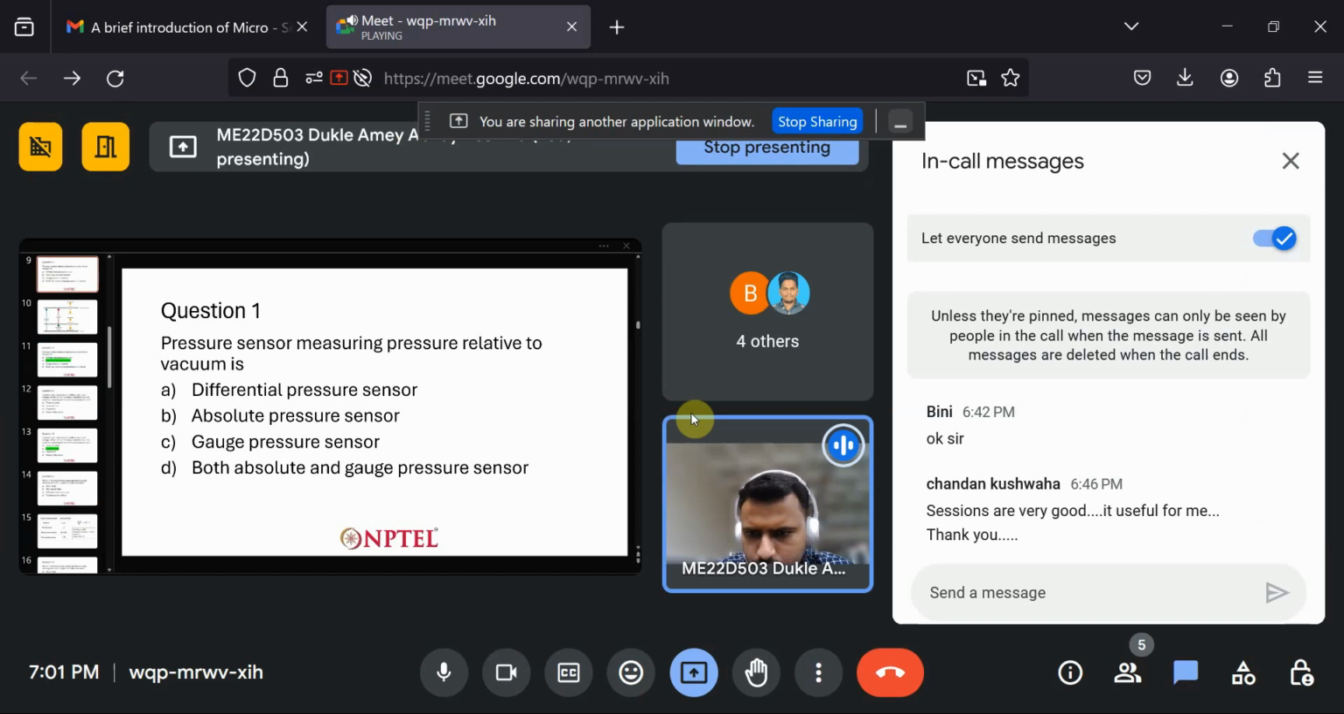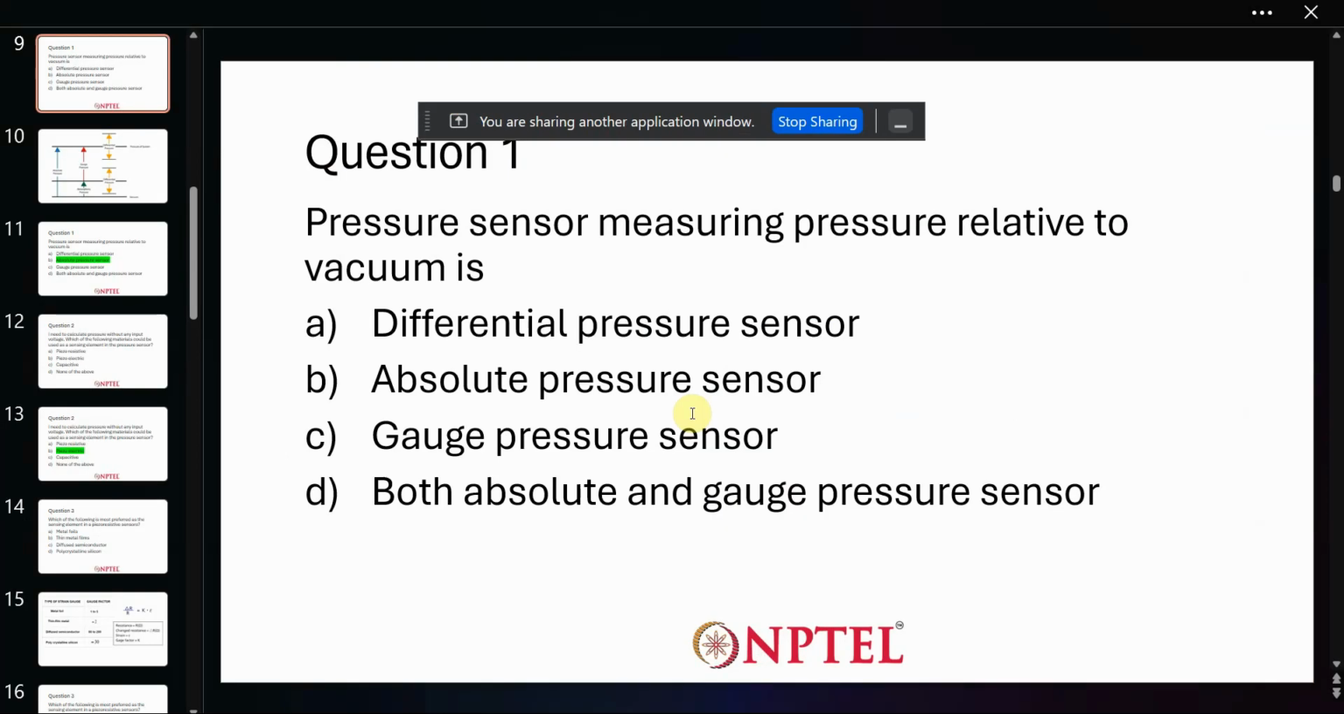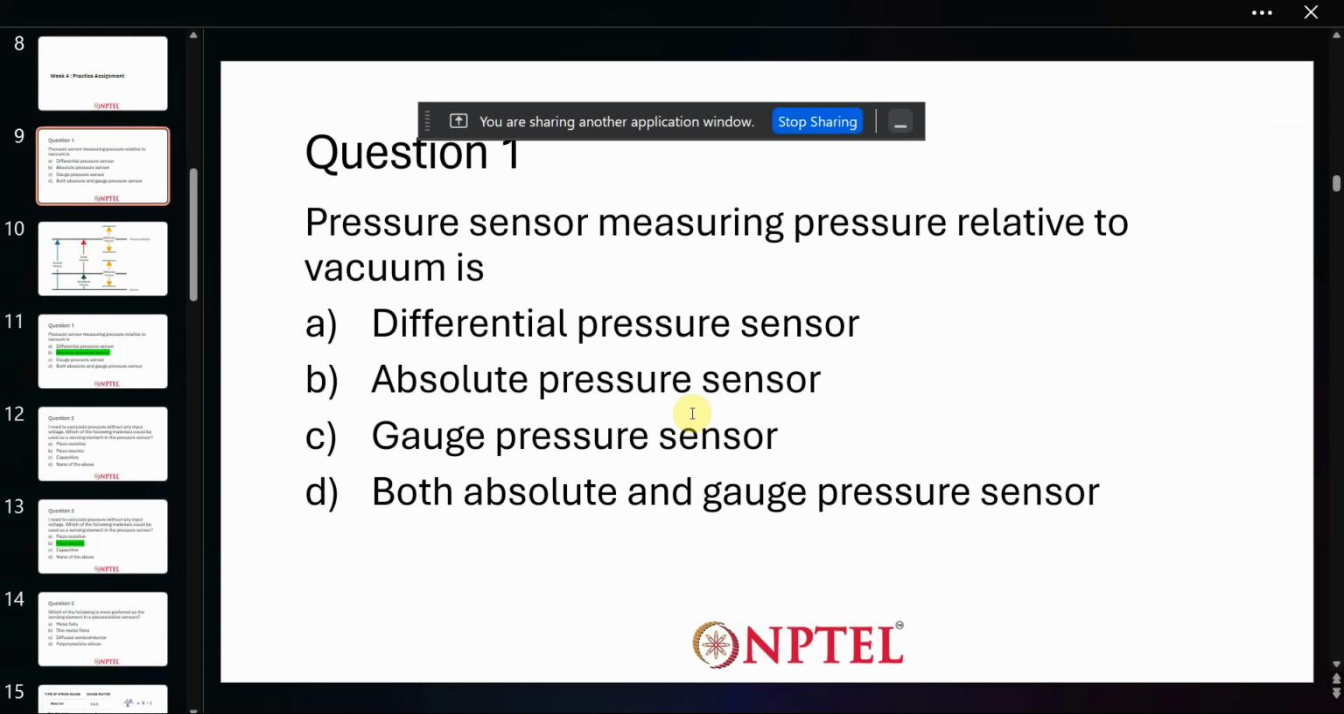For those who joined in now, I'll just go through the questions of what we saw today. The first question: a pressure sensor measuring the pressure relative to vacuum is called what? Whether it will be called a differential pressure sensor, absolute pressure sensor, gauge pressure sensor, or both absolute and gauge pressure sensor.